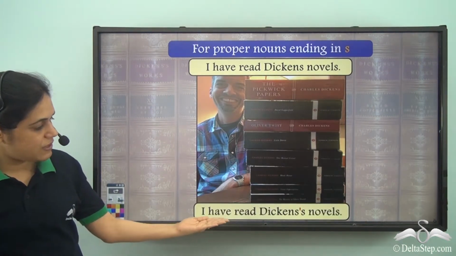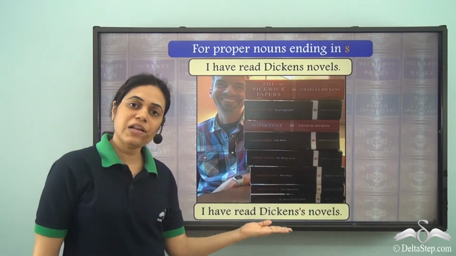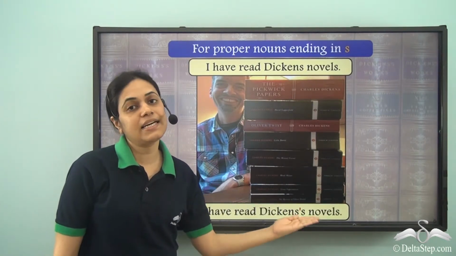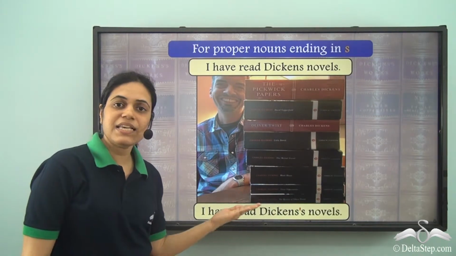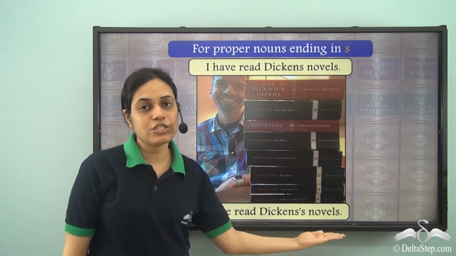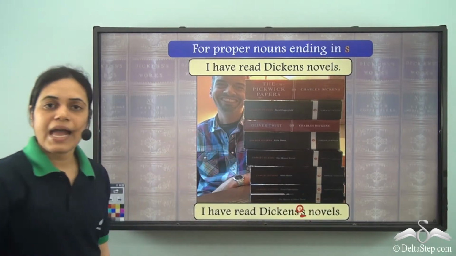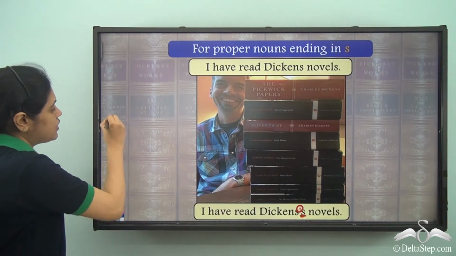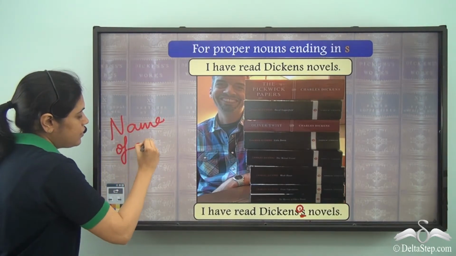So the sentence will be, I have read Dickens's novels. It will still be read as Dickens novels, not Dickens's. It will still be read as I have read Dickens novel. But I need an apostrophe and an S because it is the name of a person.